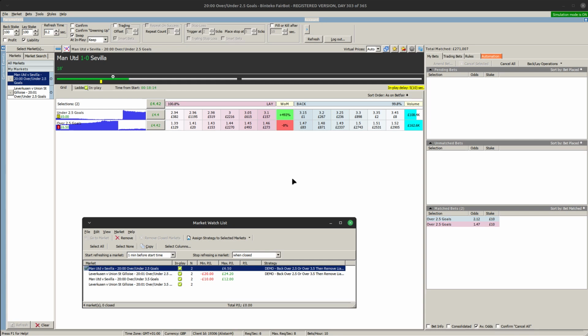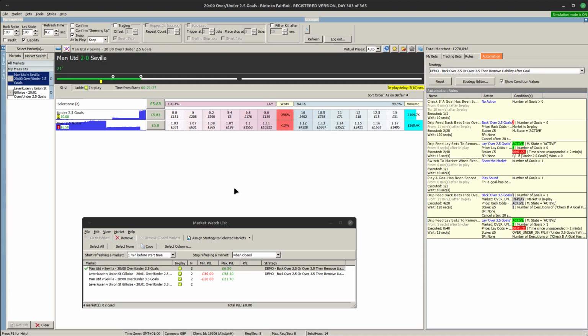Okay, we'll sit and wait for something else to happen again. Okay, a second goal has been scored at Manchester, so we're looking good on the over 2.5s. The unsuspend countdown timer is busy running in the 3.5 goals market, and we've got a total of 4 bets placed in there. So this should now kick in. Once this reaches 2 minutes, we should get lays coming in here to remove that liability on the over 3.5 goals market.